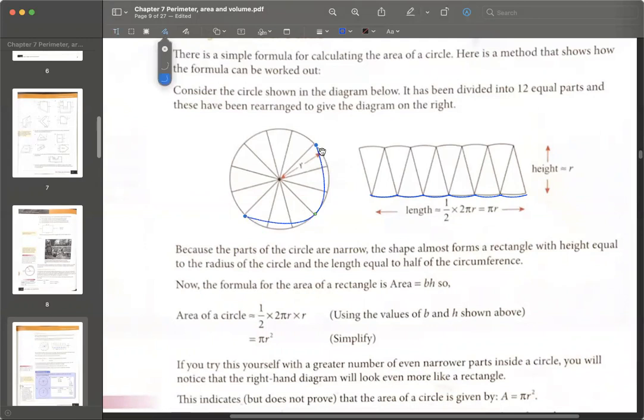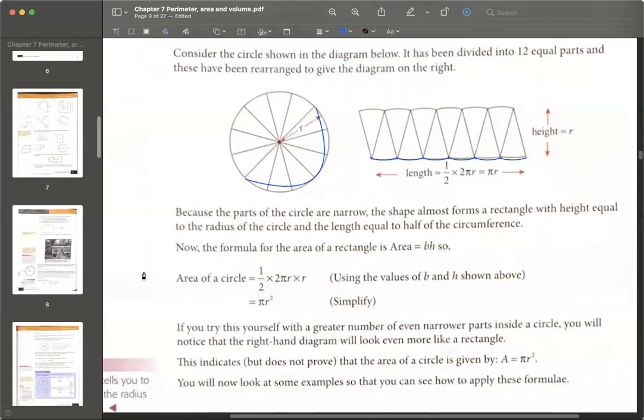So this is the one that we are looking for. One full circle is 2 pi r. Half of a circle is pi r. So this one is multiplied by the height, because this is the radius. This is also a radius until here. So the height is a radius. So we multiply it, then we can find out that the area of a circle is pi r squared.